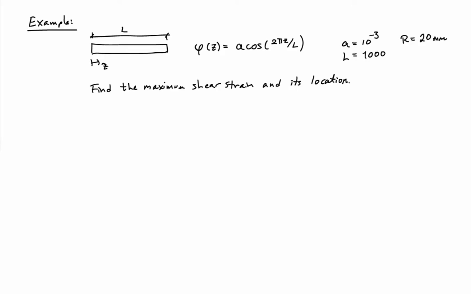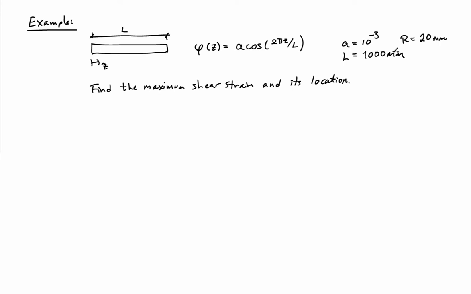Let's look at a simple example applying our kinematic relationship for the torsion of circular bars. Let's consider a bar of length L, and we've measured the rotation to be phi of z equals a cosine 2 pi z over L. a is a given constant, 10 to the minus 3. The length of the bar is 1,000 millimeters, and the radius of the bar is 20 millimeters. The question is to find the maximum shear strain and its location in the bar.